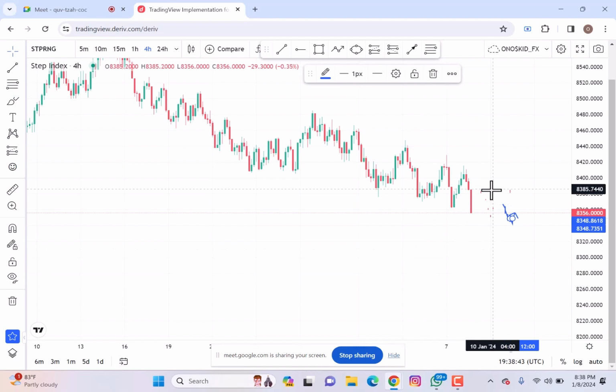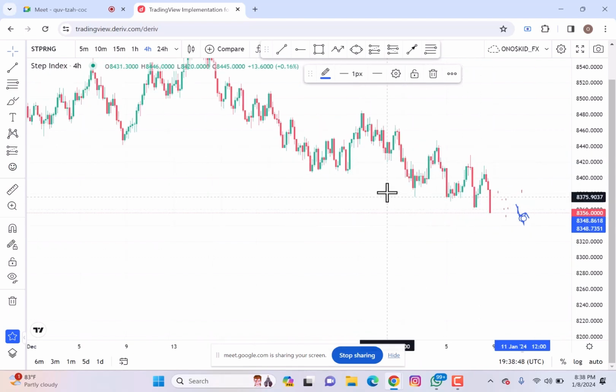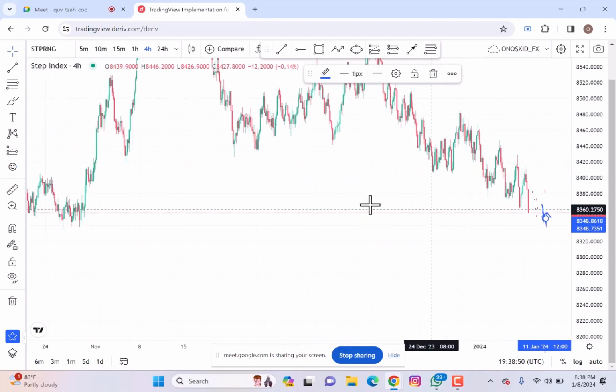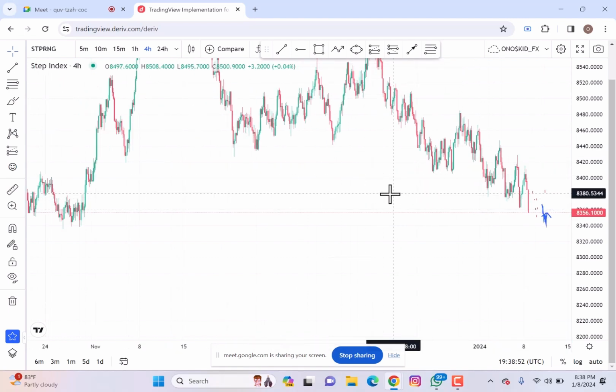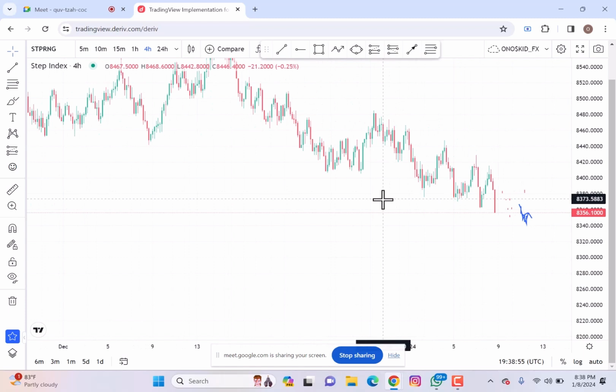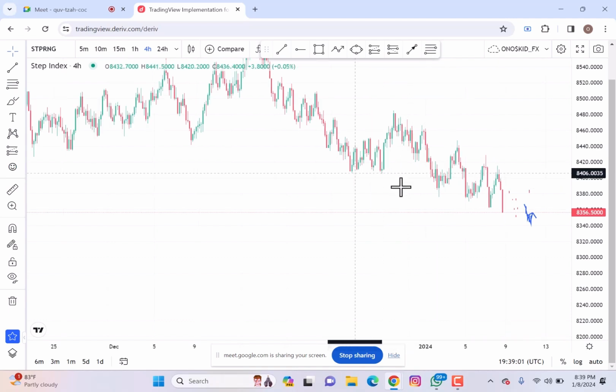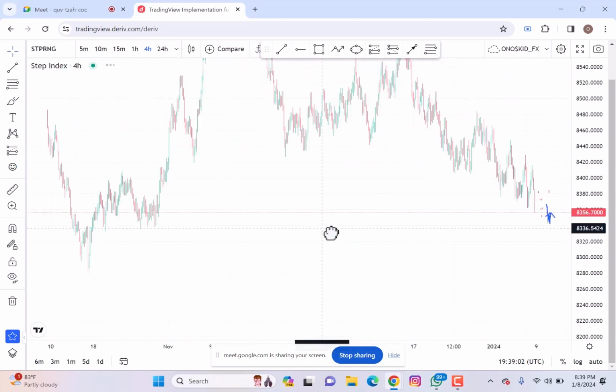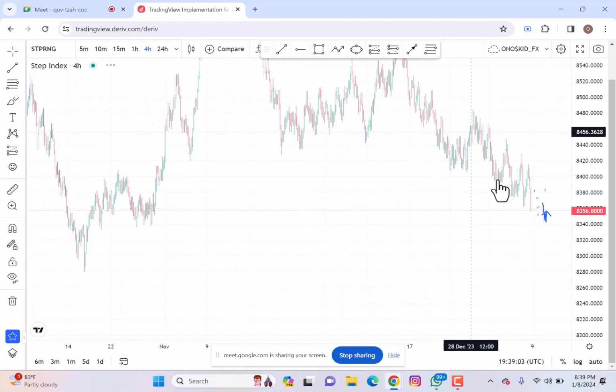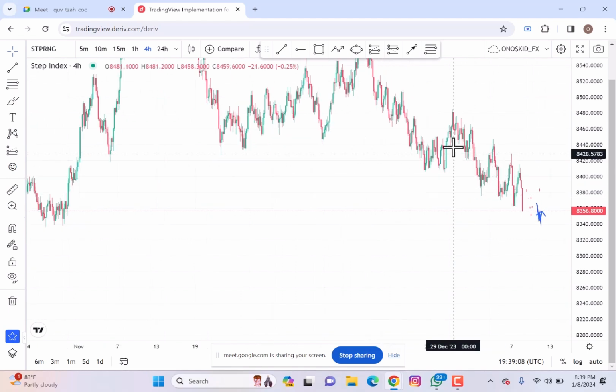Okay, so this is the 4 hour time frame of this particular chart. Now, if you notice, this market is actually bearish. Now, how do we know that the market is bearish? We can see the market creating a series of lower lows and lower highs around this region.